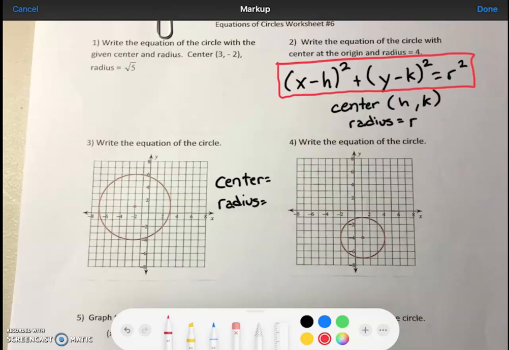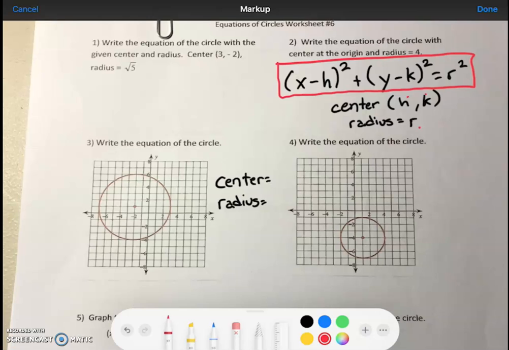Okay, we're going to go over just how to do some of the problems on equations of a circle, worksheet number 6. Again, in this red box is the equation of a circle: x minus h squared plus y minus k squared is equal to r squared. h and k represent the center, where the center is, and r is obviously the radius.